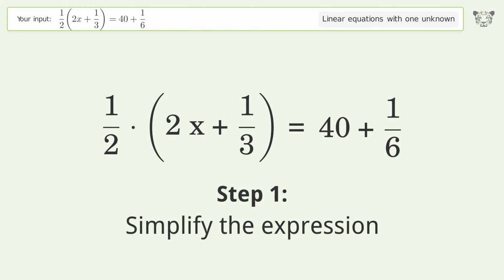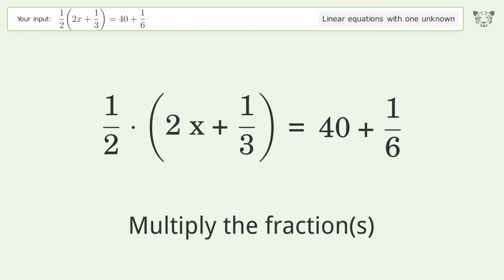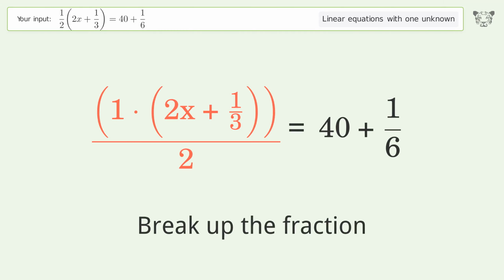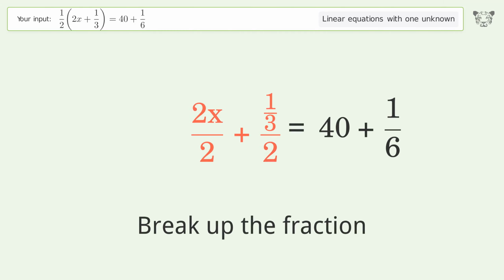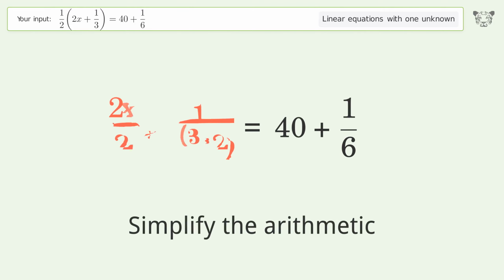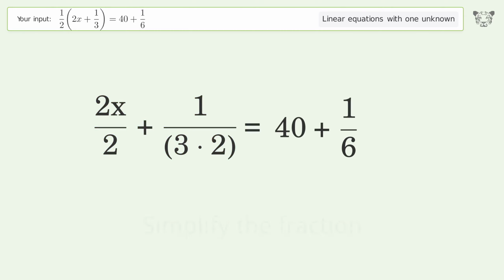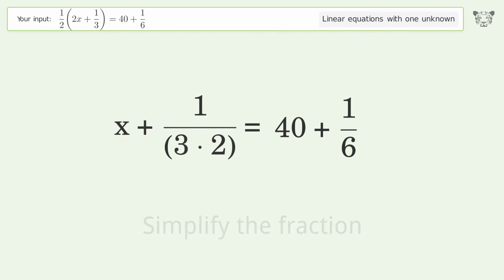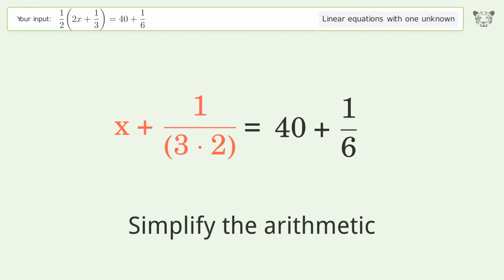Simplify the expression. Multiply the fractions. Break up the fraction. Simplify the arithmetic. Simplify the fraction. Simplify the arithmetic.